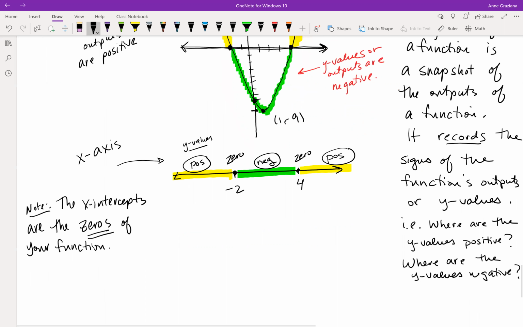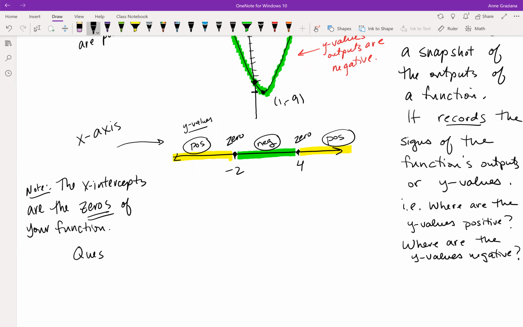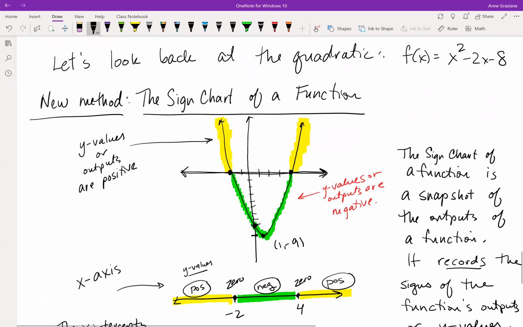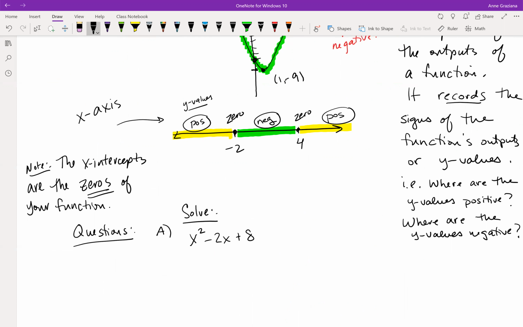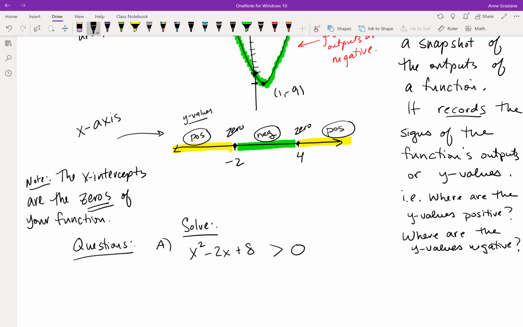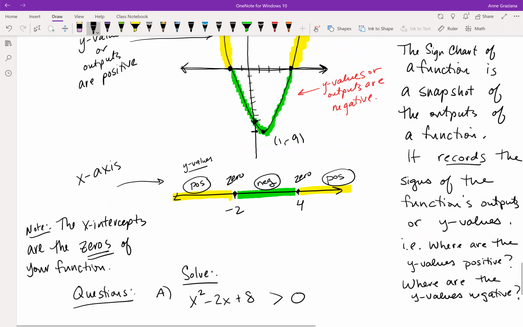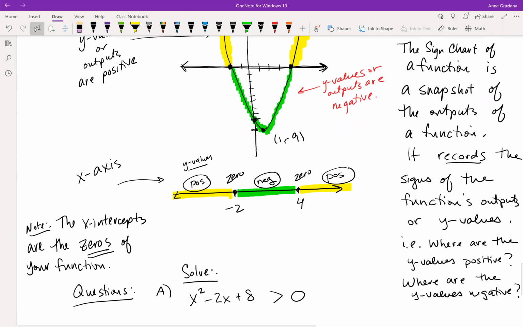All right, let's ask some questions. So here's some questions. A. Solve. If we take this function, x squared minus 2x minus 8, I want to know where it is greater than 0. So this is a nonlinear inequality because it's not a line, it's a parabola. And I'm asking, where are those outputs positive?